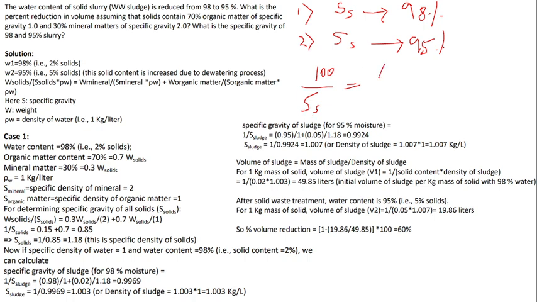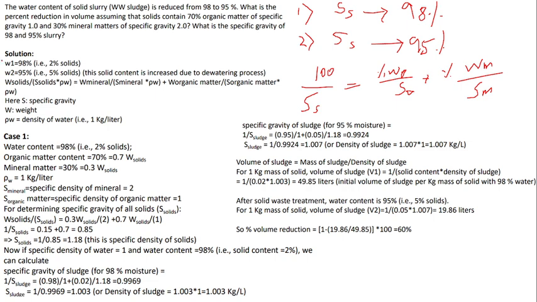Out of this 100 percent, take the weight fraction of the organic matter and divide it by the respective specific gravity of the organic matter, plus the weight fraction of the mineral matter divided by the specific gravity of the mineral matter. This is what we arranged and solved here.